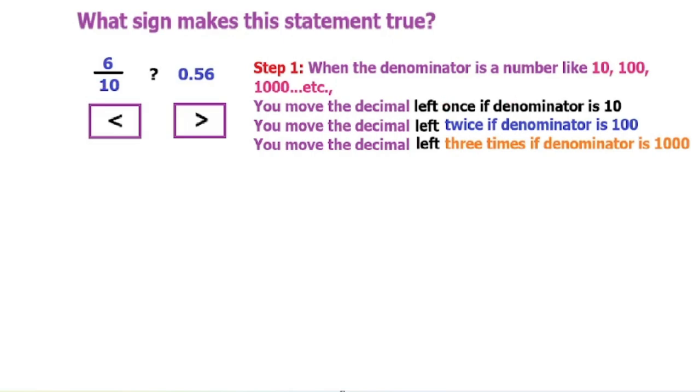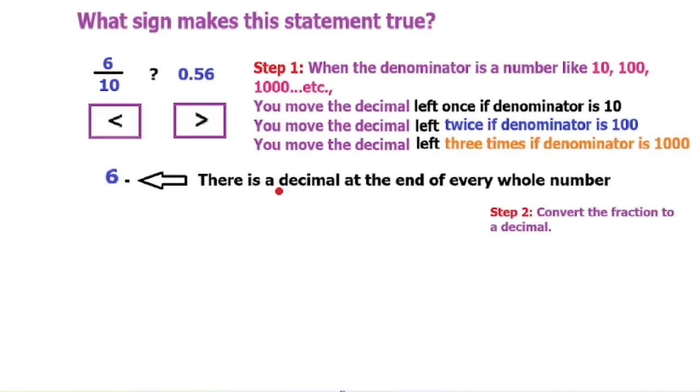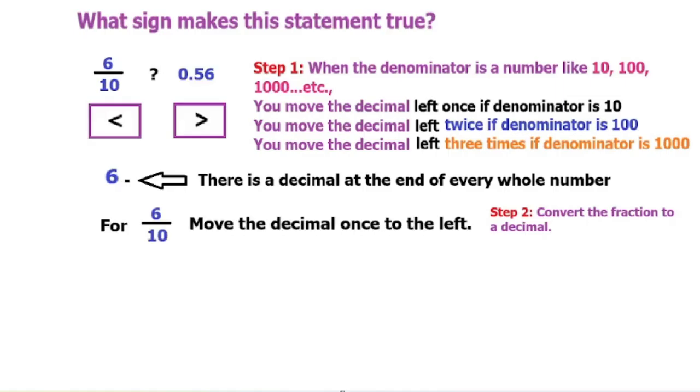So what does that really mean? For every whole number, there is a decimal at the end of every whole number. So we're going to convert the fraction to a decimal. So for 6 over 10, we move the decimal once to the left. That's the rule.